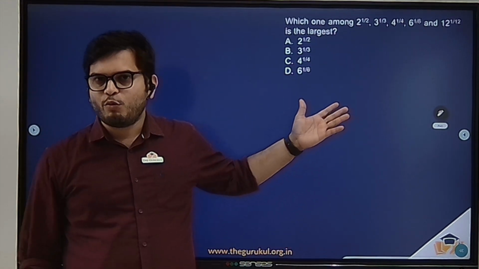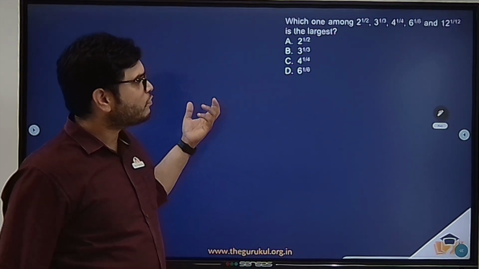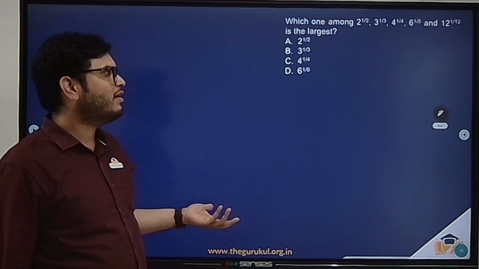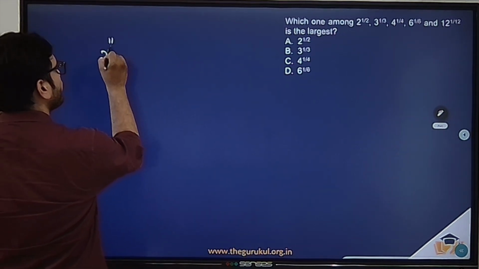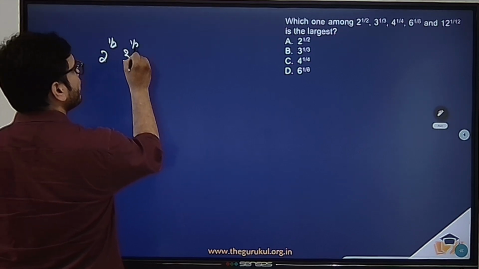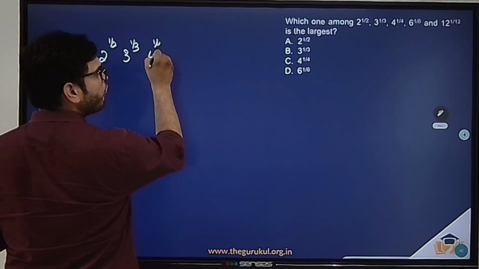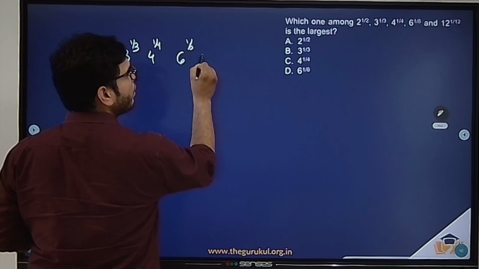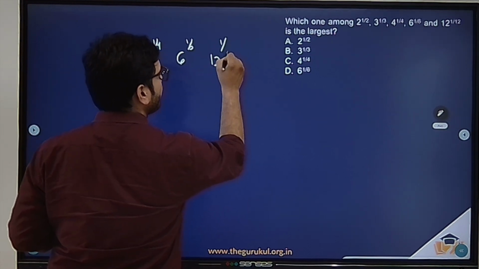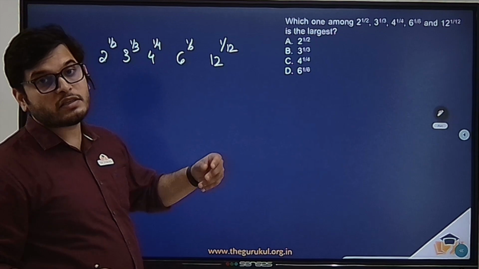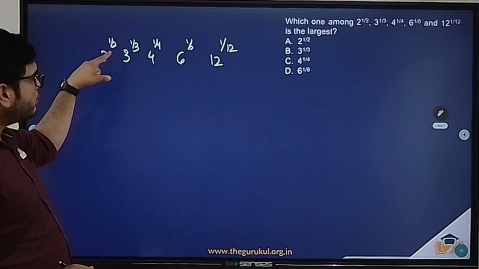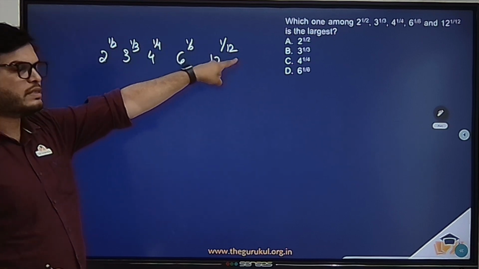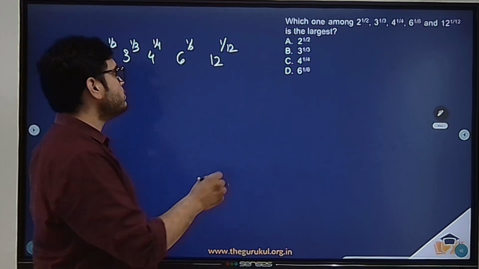Now, this is not a question from the arithmetic section. This is a question from fundamentals. Now, which among 2 power 1 by 2, 3 power 1 by 3, 4 power 1 by 4, 6 power 1 by 6, and 12 power 1 by 12 is the largest term? Now, what do we have in the denominators of the exponents? 2, 3, 4, 6, and 12. Now, what is the LCM of these?